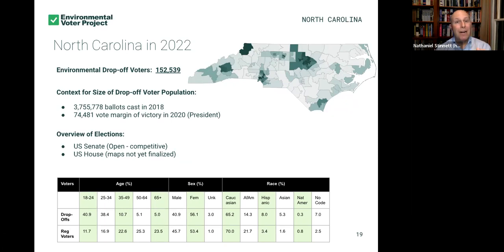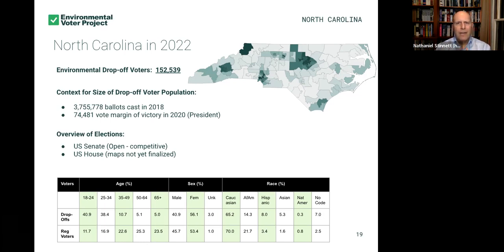Now, a thing to bear in mind is we don't see that underrepresentation of Black voters if we back up a little bit, and instead of just looking at drop-off voters, look at all of the low propensity environmental voters that we're targeting. But still, it's worth calling out. But here, once again, you see really dramatic overrepresentation of Hispanic and Asian Americans.